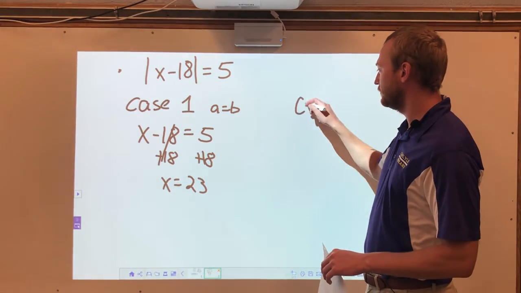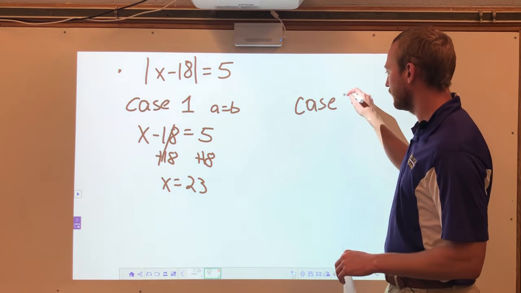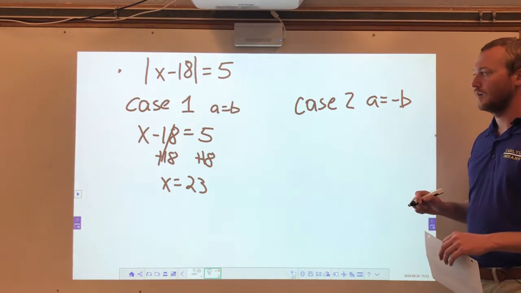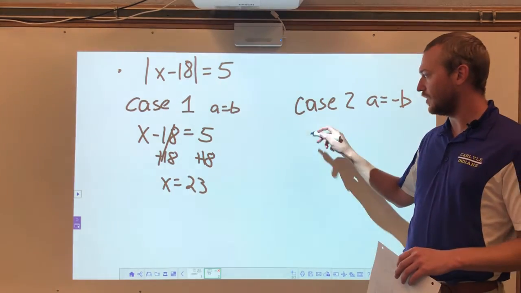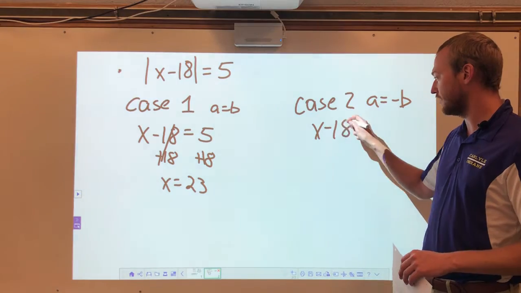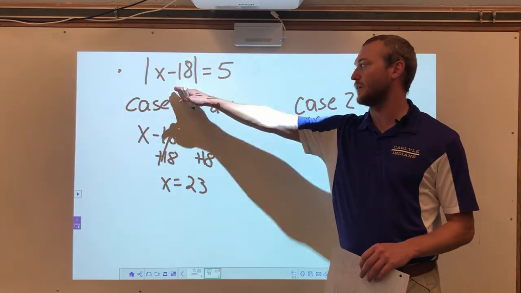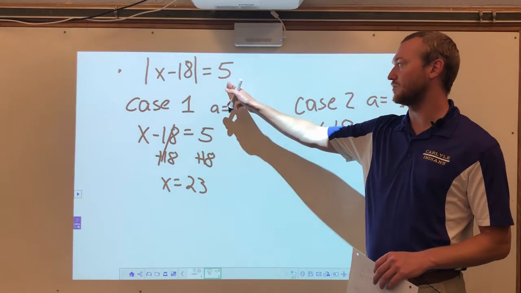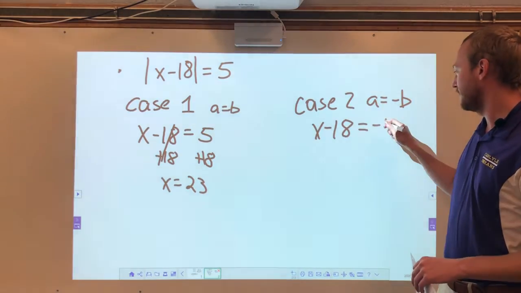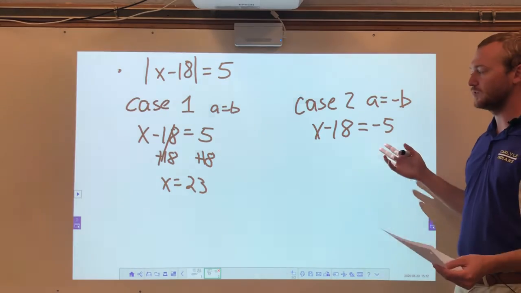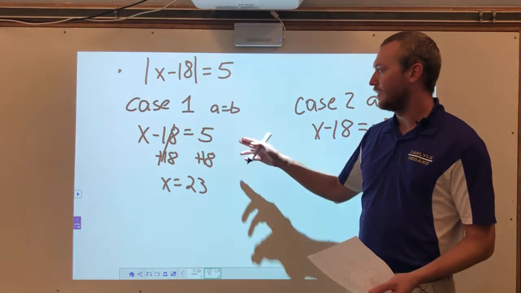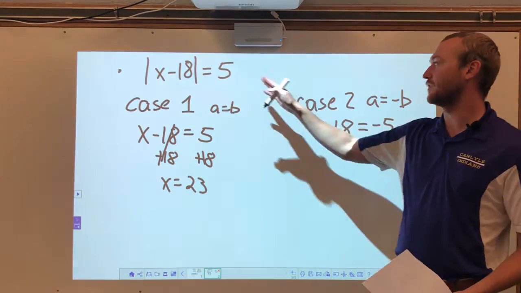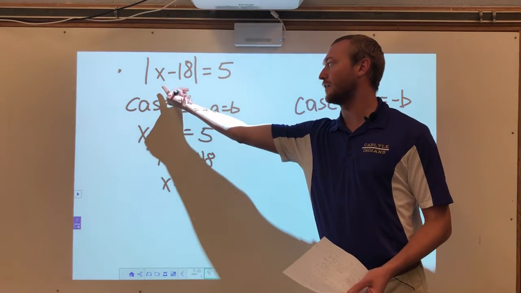Case 2 is when A equals negative B. Again, all we're doing is dropping the absolute value bars on the left-hand side. So I have x minus 18, but now it's going to equal the opposite, negative B. So this is now going to be negative 5. And again, you might be wondering, where did those two values come from? Remember, the absolute value of 5 is 5, and the absolute value of negative 5 is 5. We're solving for 5 and negative 5 in here.